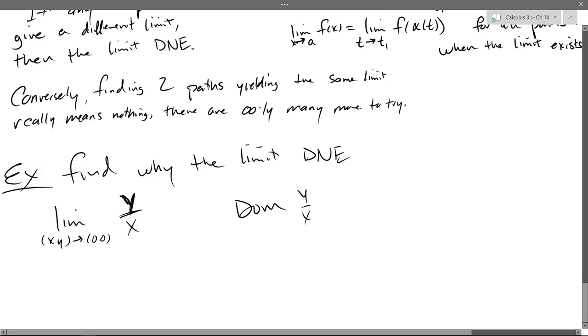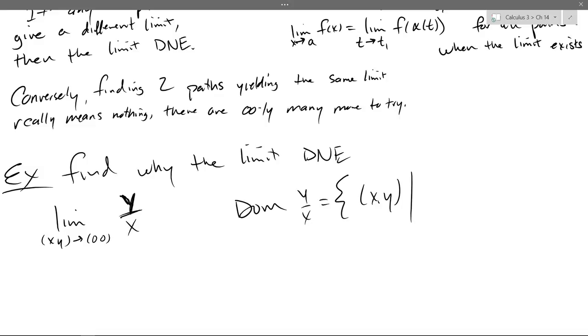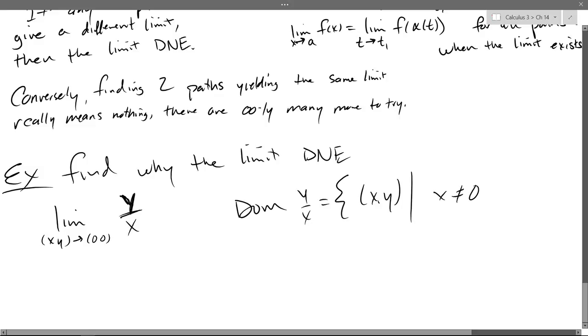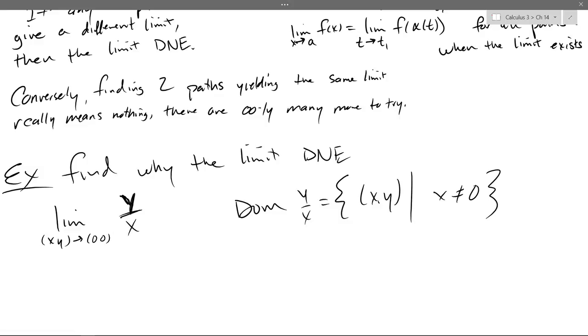All right, what is the domain of y over x? It's pretty easy to write down. X, y, such that x cannot be 0. There you go. So none of your paths better use the x coordinate of 0. There's still infinitely many more paths to choose. Don't approach along the x-axis or any path that crosses the x-axis.